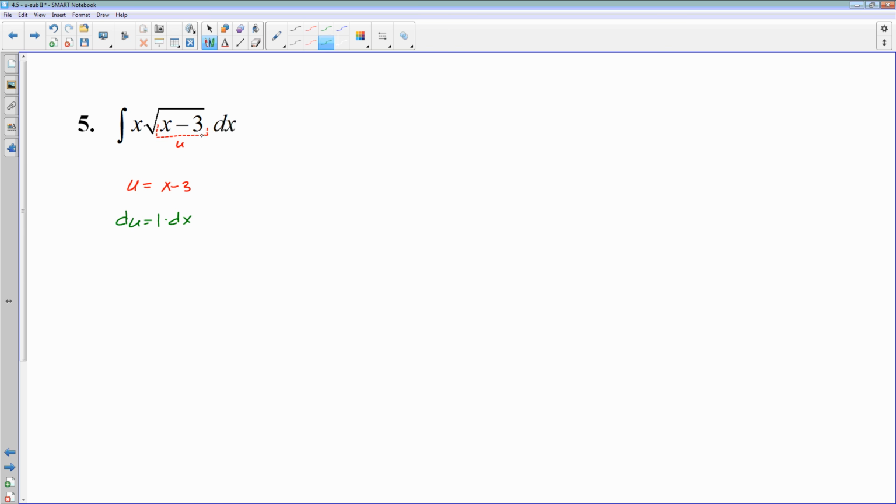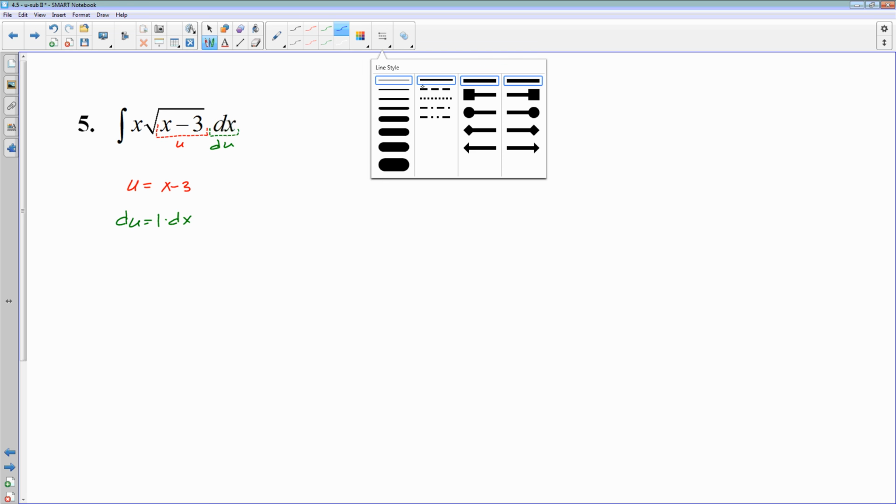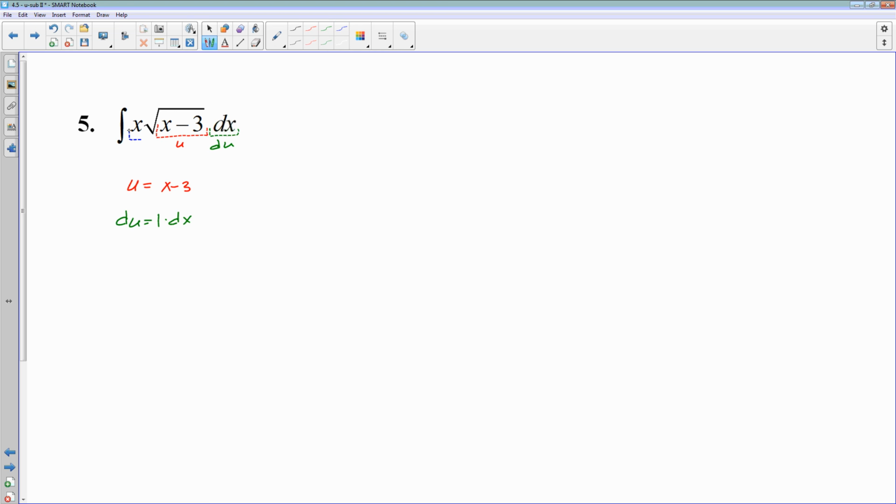Dx is my du. But again, we have an x that's not accounted for. I've got to do something with this x right here. And in order to substitute for that x, I'm simply going to take this equation. If u is equal to x minus 3, that means x is going to equal u plus 3, and that's going to go in the place of the x.